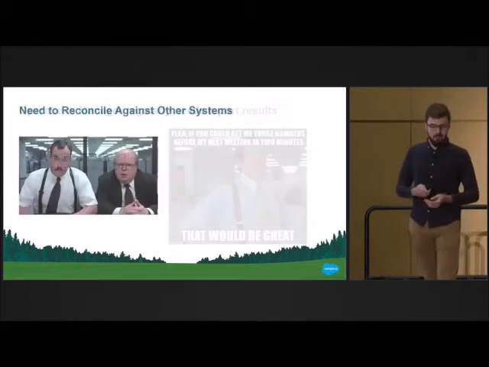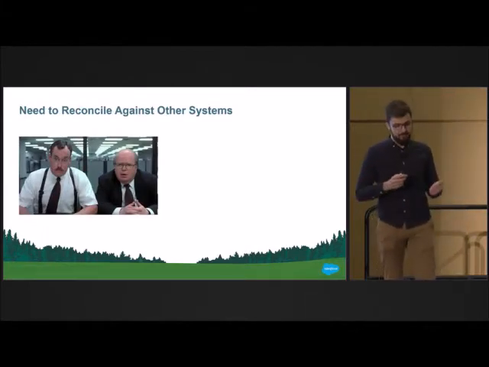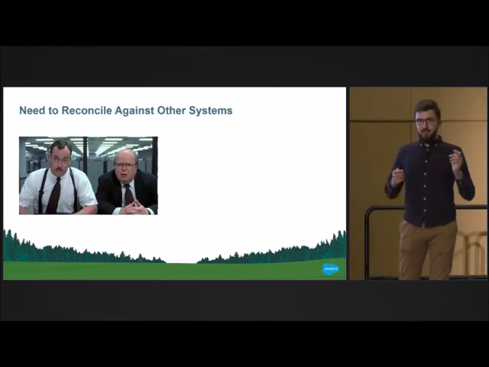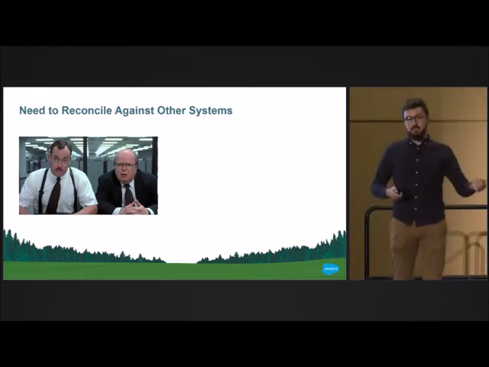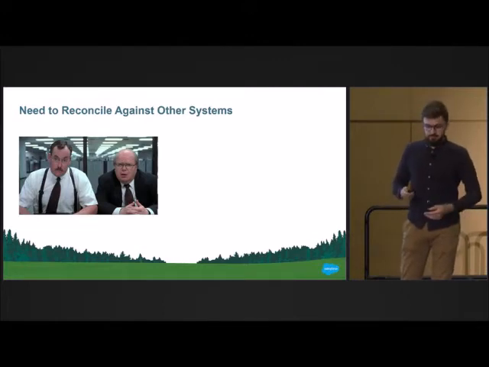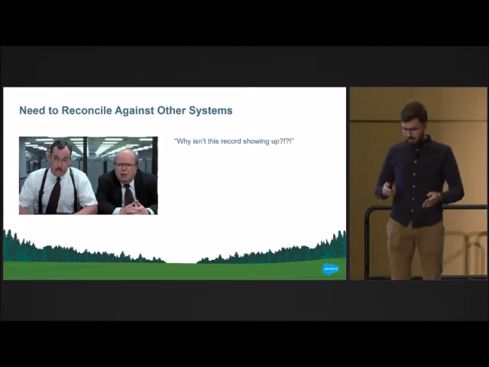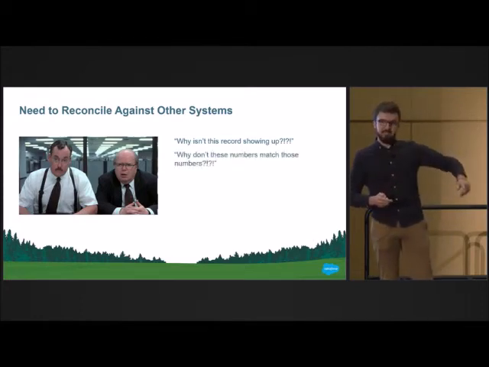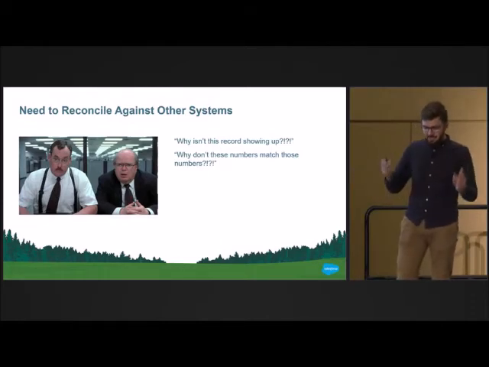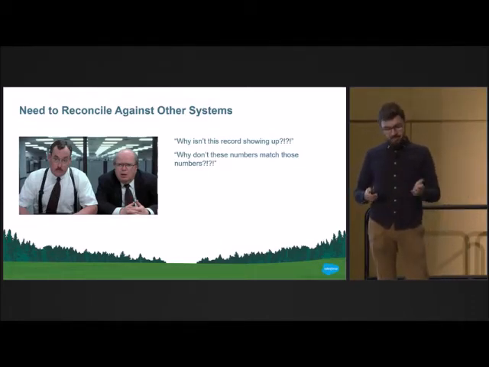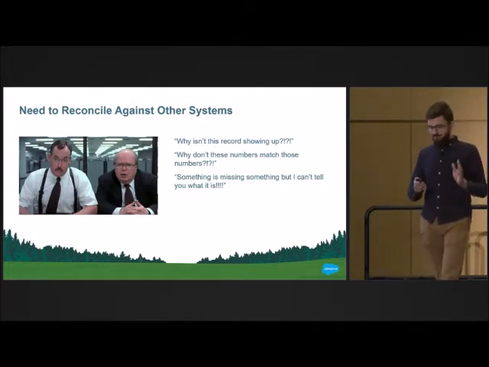Now, other people you're going to run into are your upper management. You might have a CFO. You might have some consultants like the Bobs here. And they're trying to reconcile data from Salesforce against another system, maybe a general ledger. So they're coming to you asking questions like, why isn't this record showing up? Or why don't the totals in this system match the totals in that system? Now, these are not technical people either, so they're just coming to you and they need you to figure this out. All they know is something here is missing something, and I can't tell you what it is.